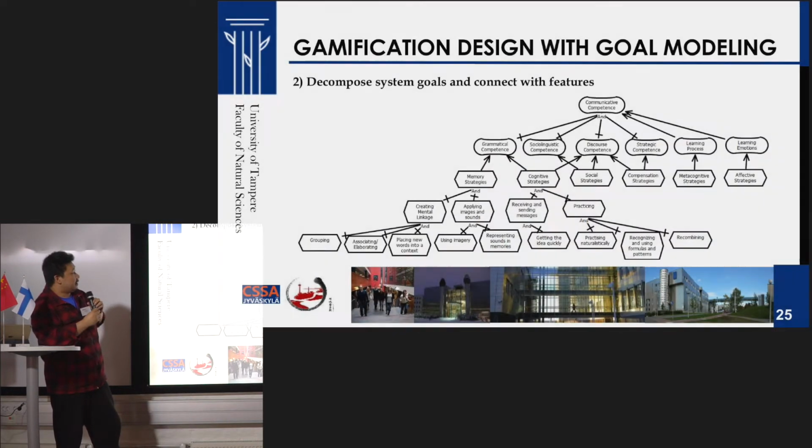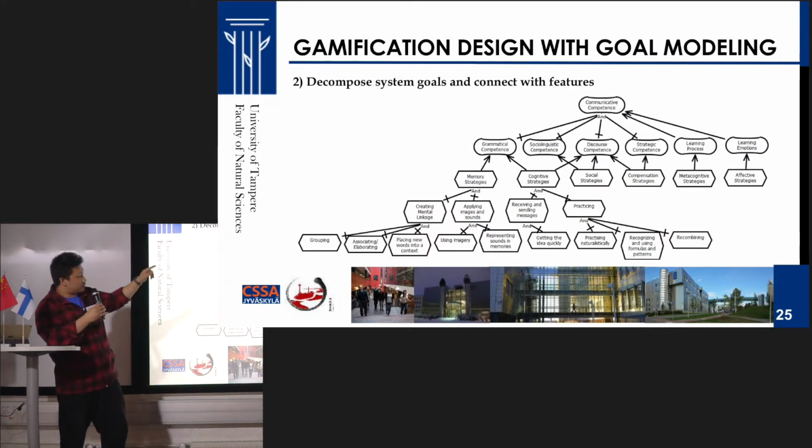Similarly, we analyze the system goals, the utilitarian goals. We want to achieve communicative competence, which is the language learning system goal, and decompose it based on the theory we found previously. Then we see the features there. We can use grouping, associating, using imagery, these kinds of features to achieve the ultimate goal of language learning.